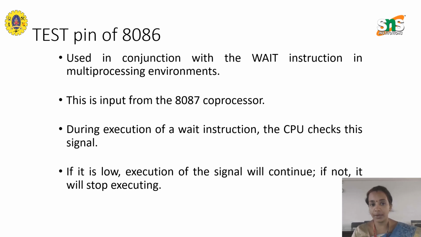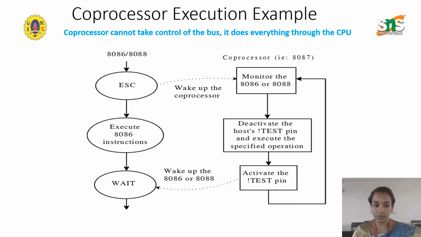Now the test pin of the 8086 processor. It is used in conjunction with the wait instruction in multiprocessing environments. This is the input from the 8087 coprocessor. This is usually used to execute the wait instruction. The CPU checks this kind of signal. If it is low, execution will continue. If it is not low, then execution will get stopped. That is the actual process.